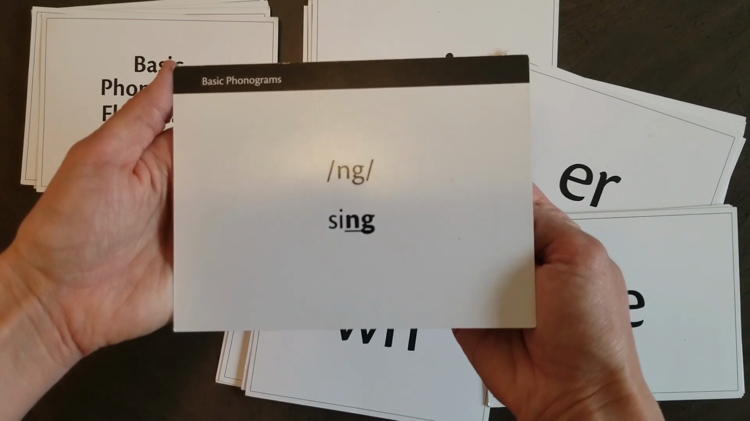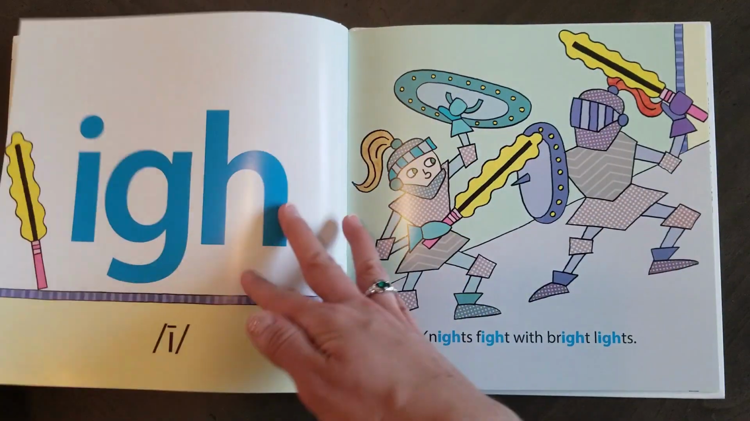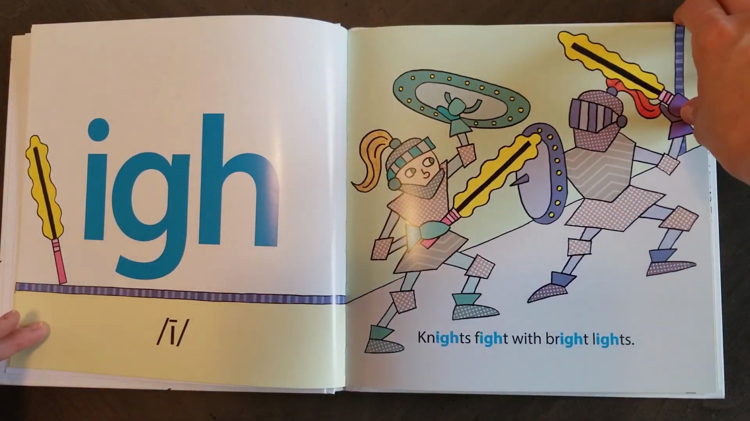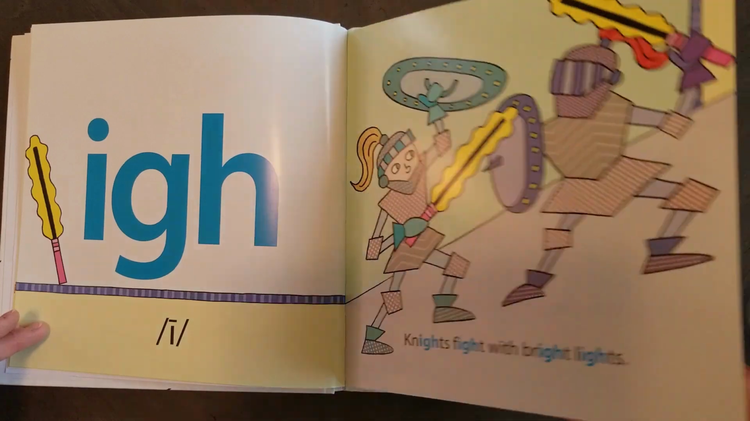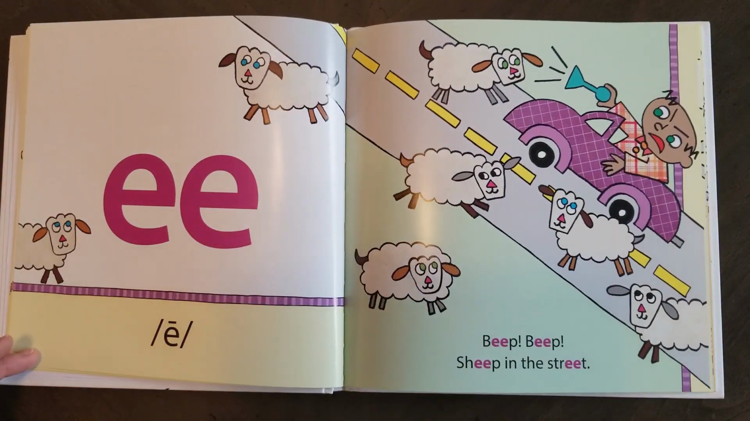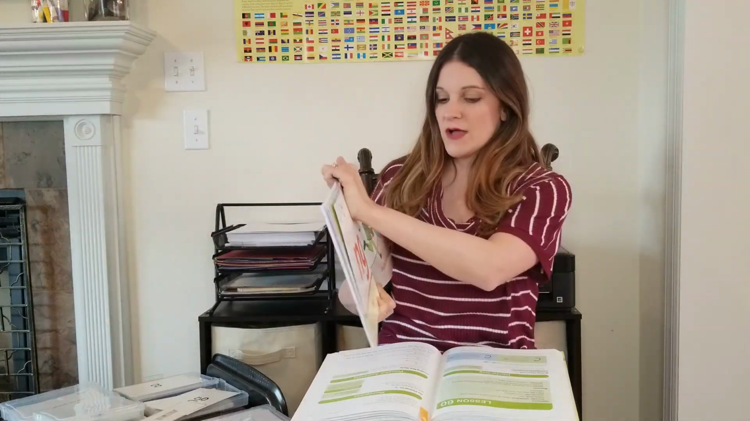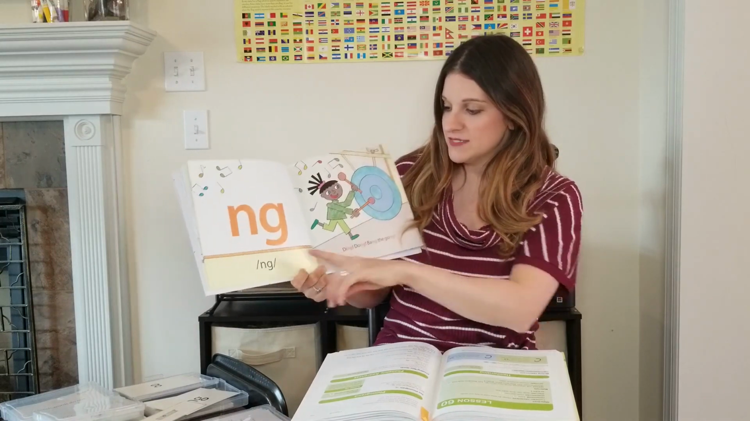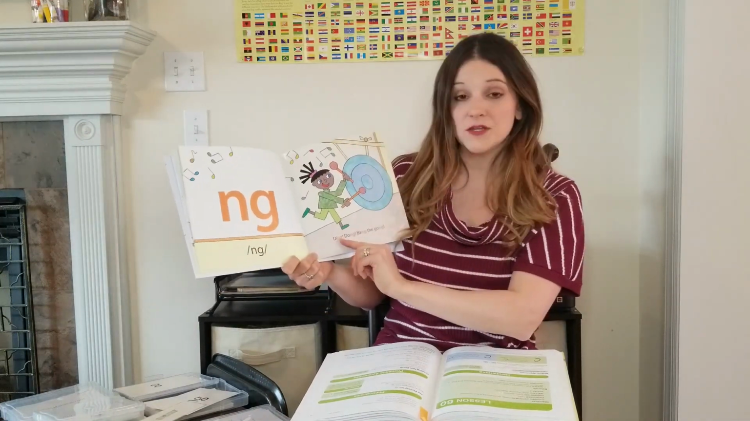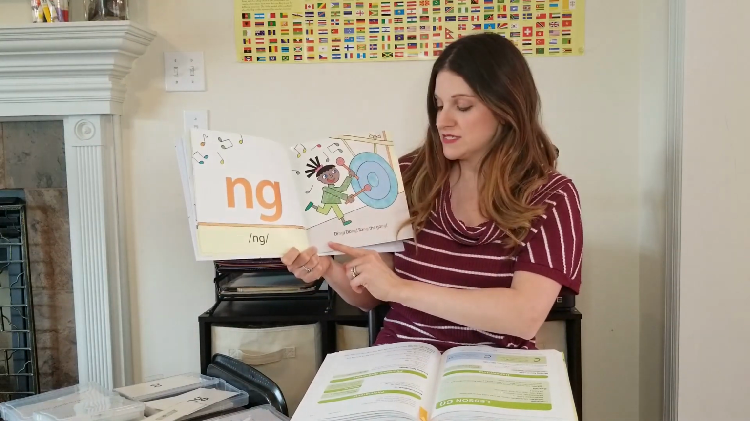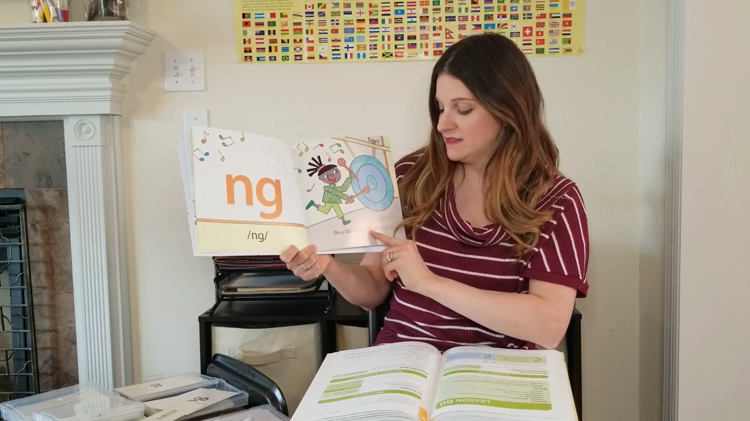Our example is sing. After we learn the phonogram ing, I would bring out my Whistling Whales book. This book is for level B and has the phonograms they're going to be learning, with great pictures and all kinds of words using that new phonogram. So I would read this to my child. I would say ing, and then I would use it by reading these words. We have ding dong, bang the gong.